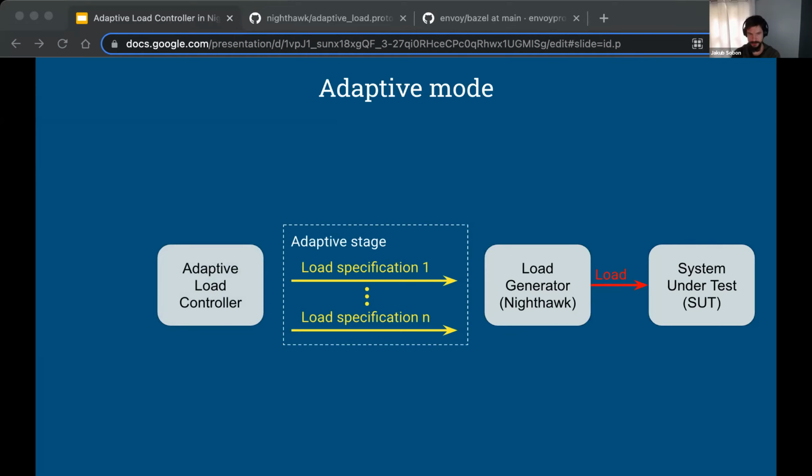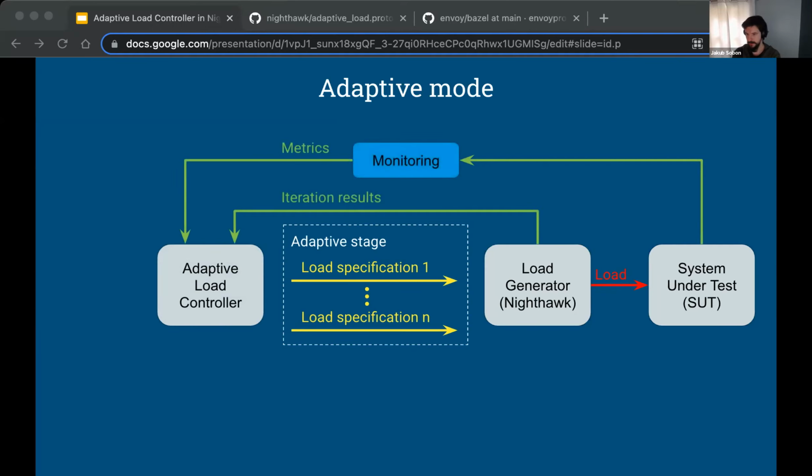So in the first stage, the adaptive load controller will iteratively execute Nighthawk. You can think of them as short benchmarks with various load specifications. After each iteration, we will collect the iteration results from Nighthawk and any monitoring metrics from the system under test we want and bring them back into the controller so that the controller can decide what the next step is. The next step could be another iteration, or the next step could be a decision that we have converged and found the optimal test settings, in which case we move to the testing stage.